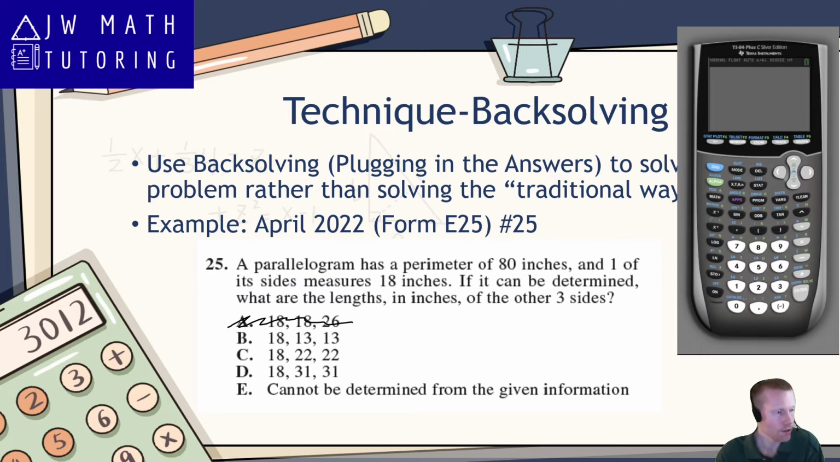So I'm going to start, like I said, with answer choice C. So I'm just going to add up 18 plus 18 plus 22 plus 22. Okay, and notice I actually do get 80, so that is the correct answer.